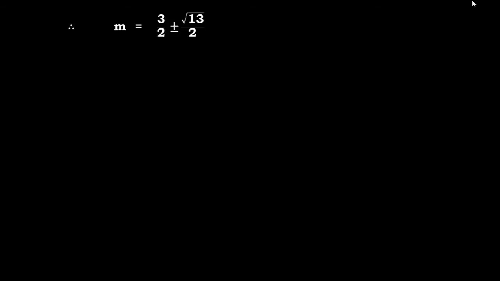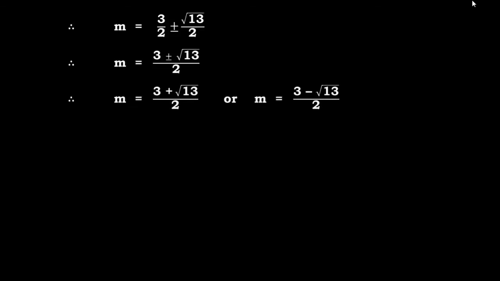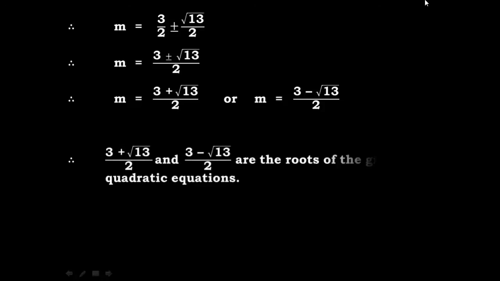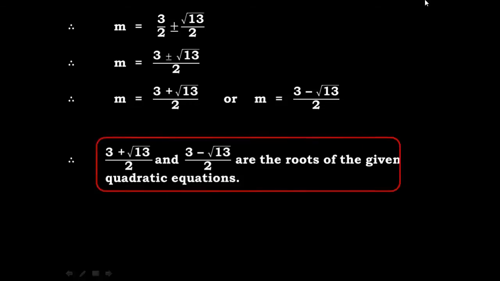So you can write m is equal to 3 upon 2 plus or minus root 13 upon 2. That means m is equal to (3 plus root 13) upon 2, or m is equal to (3 minus root 13) upon 2. So we can write the answer: (3 plus root 13) upon 2 and (3 minus root 13) upon 2 are the roots of the given quadratic equation. Very simple method is this. See the next questions too.